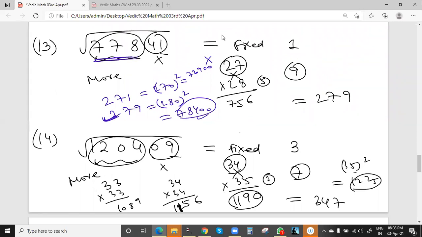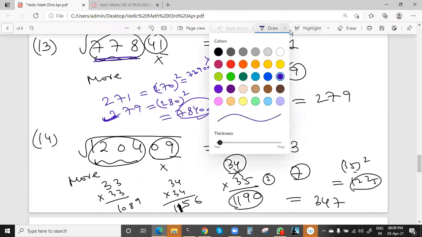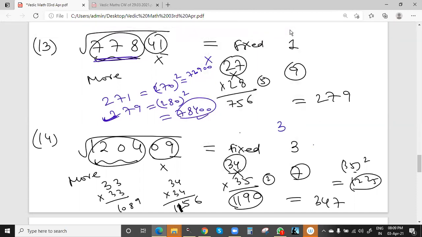Both the methods we can apply. Here also, because 34 is fixed, we have two options: either to choose 3 or 7. So one will be 343, one will be 347.